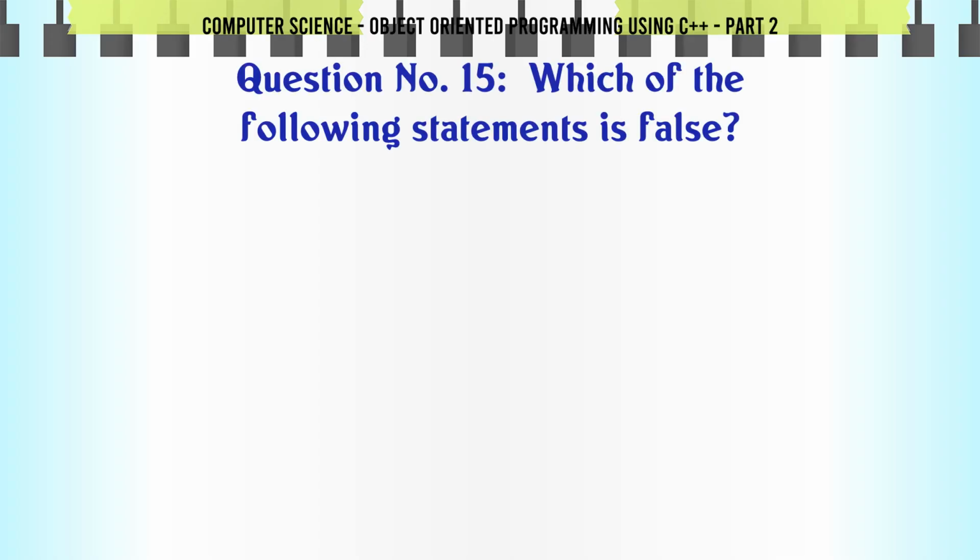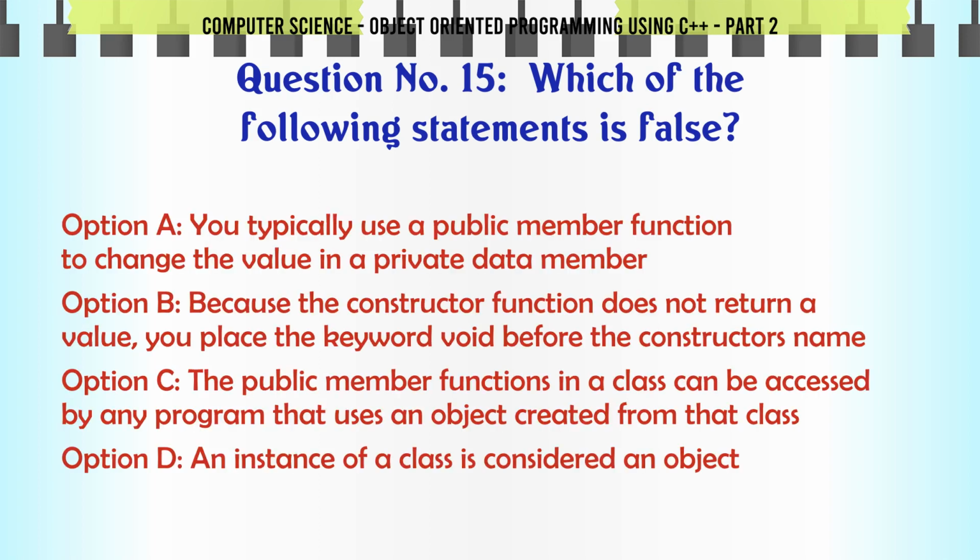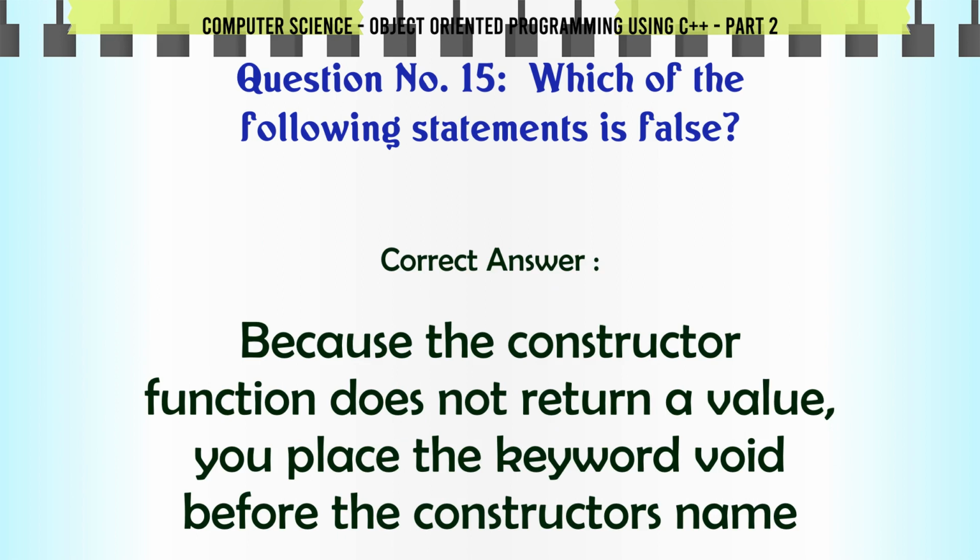Which of the following statements is false? A. You typically use a public member function to change the value in a private data member. B. Because the constructor function does not return a value, you place the keyword void before the constructor's name. C. The public member functions in a class can be accessed by any program that uses an object created from that class. D. An instance of a class is considered an object. The correct answer is B. Because the constructor function does not return a value, you place the keyword void before the constructor's name.